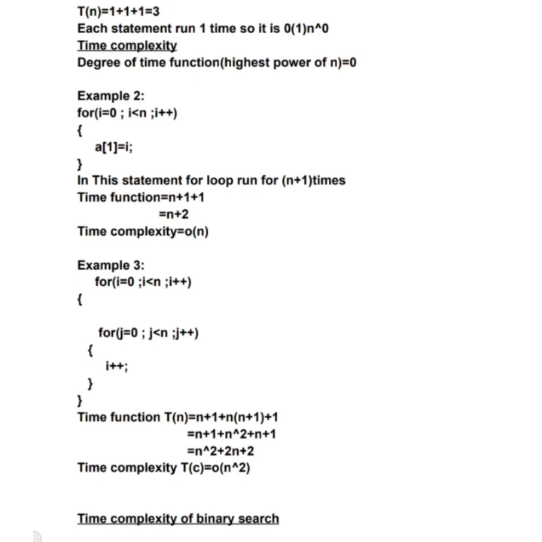Next, how to calculate the time complexity? We have to calculate it by using the degree of the time function, that is, the highest power of n is the time complexity. Here the highest power of n is 0, so the time complexity is order of 1.